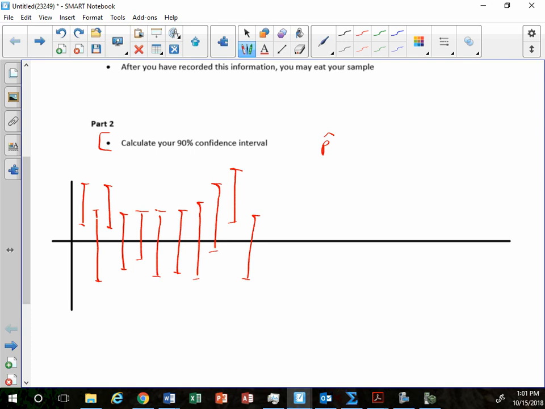I'll have it as soon as I figure out what S is. What do you mean, S? We need Z crit, P hat, and N. Wait, it's a proportion. Oh no, it's P hat. Right, Bryce?